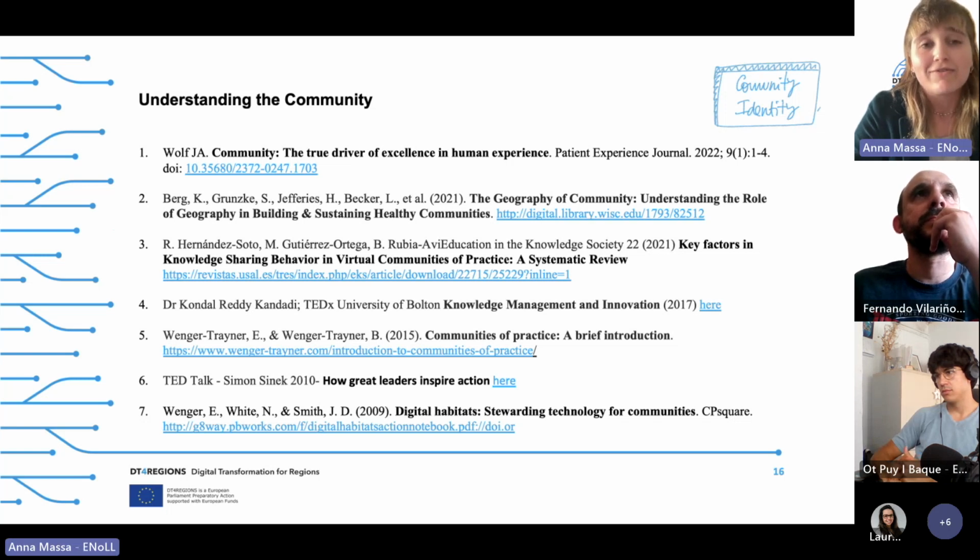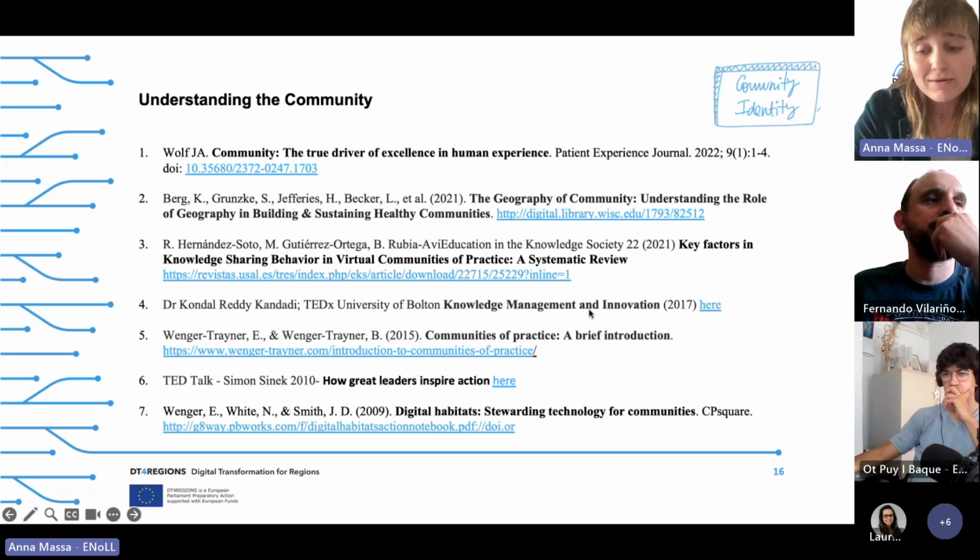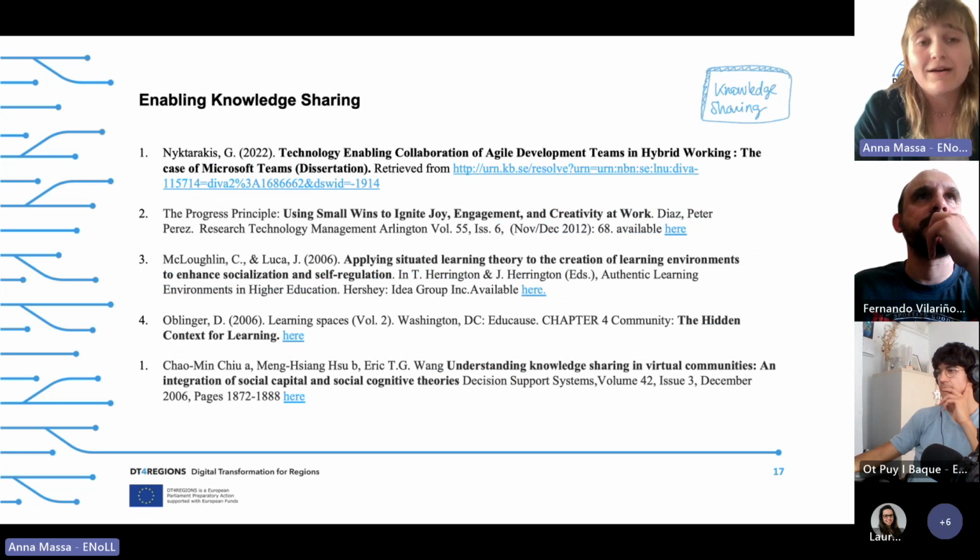Some of the basic bibliography on these topics that are a nice entry point are these for understanding the community, as we may understand what the basis for that community is. Here we have some TED Talks that explain how knowledge management and innovation are focused, and many others that are musts to have a look at. Then for enabling knowledge sharing, we need to understand the right methodologies to implement for our communities, right? There are many papers regarding this topic that should be read.